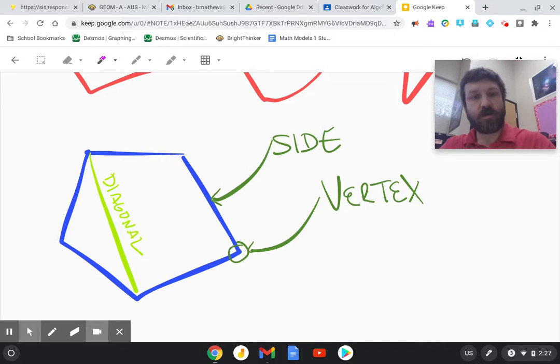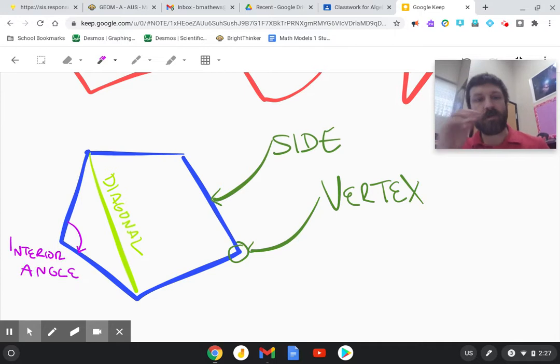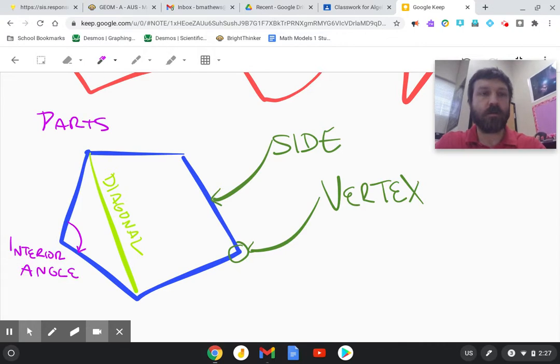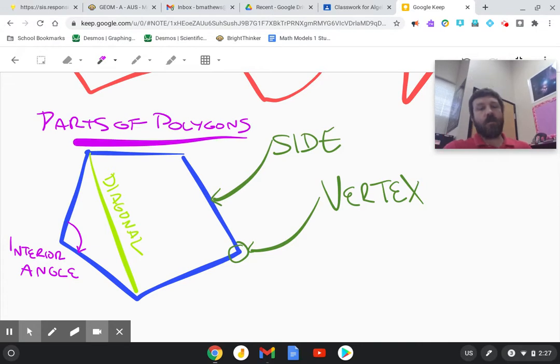And then one other thing that we want to talk about is that each of these is what we call an interior angle. So those are kind of the main components or main parts of a polygon. I'm going to write that as the header here, parts of polygons. So those are your parts of your polygons right there.